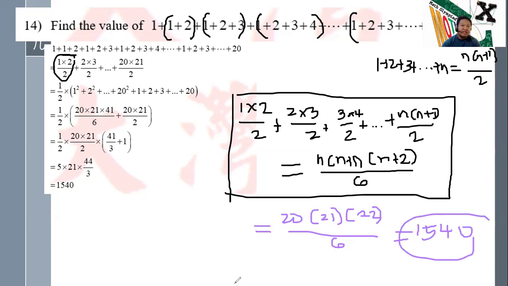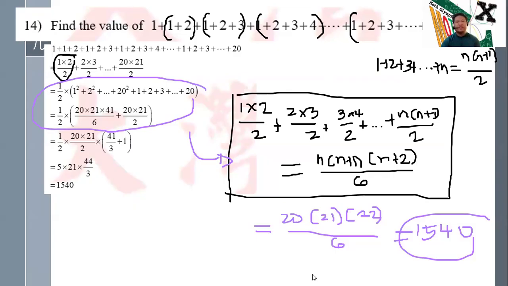Actually, the earlier solution is the derivation, the proof of how to get this formula. But if you know the formula, it becomes quite a bit faster. The summation of consecutive numbers gives what we call triangular numbers.